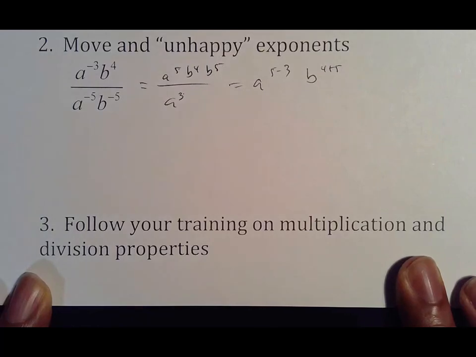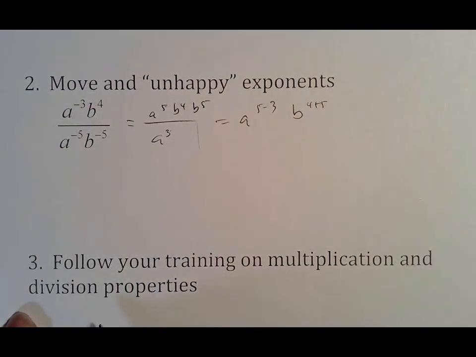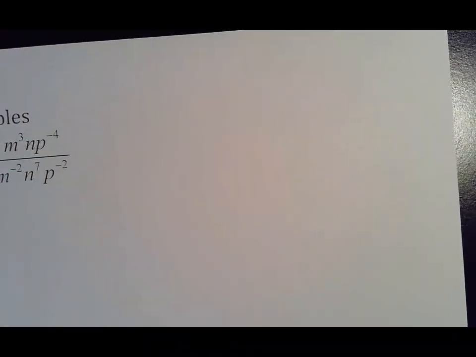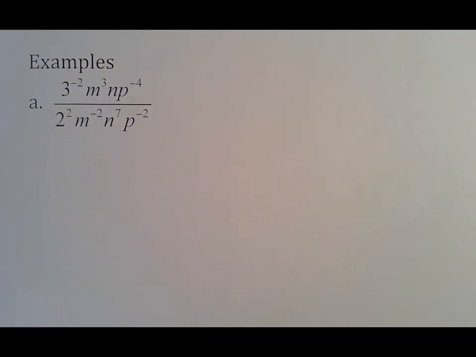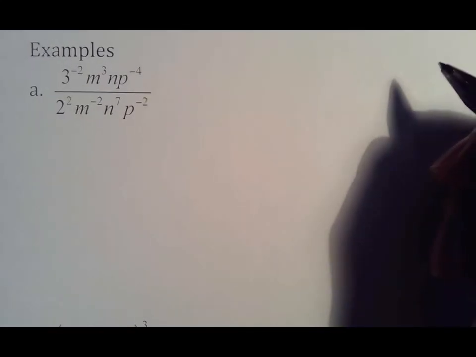And then the third thing you're going to do is follow your train on multiplication and division properties, kind of like I said right here. There is no straightforward way. These won't always be nice and neat. You are going to have to get dirty a little bit and make some mistakes. But again, the more mistakes you make, the more you'll be able to kind of work through what's going on. So let's go through a few examples before I let you get to your homework, and we go from there.